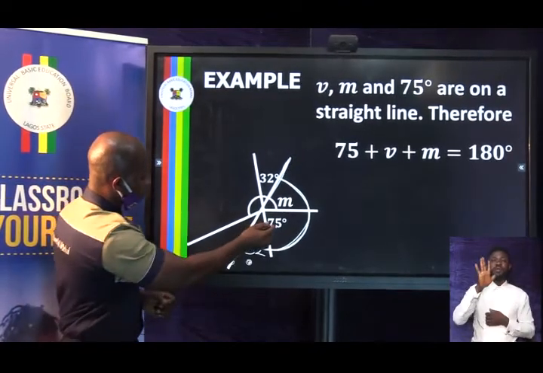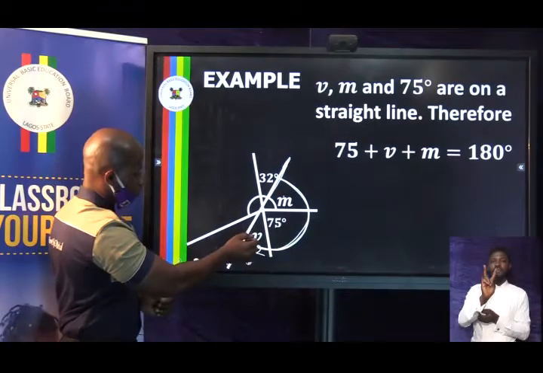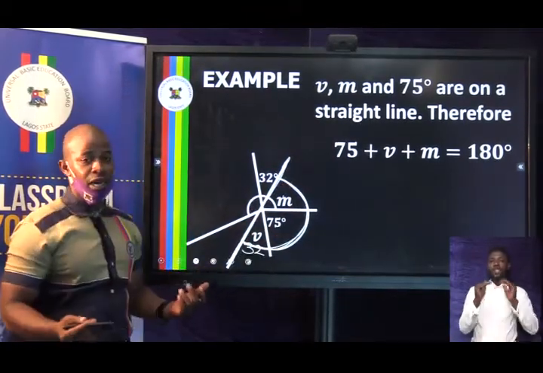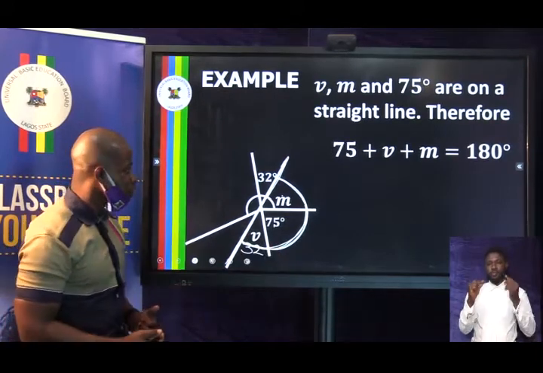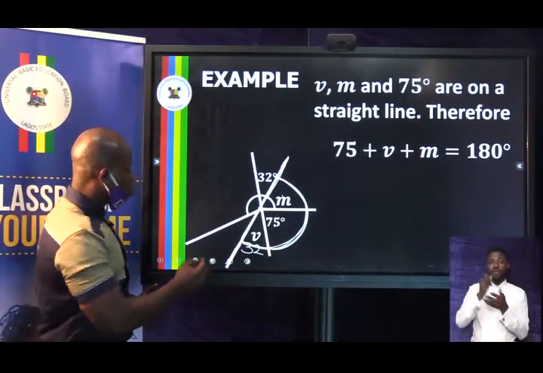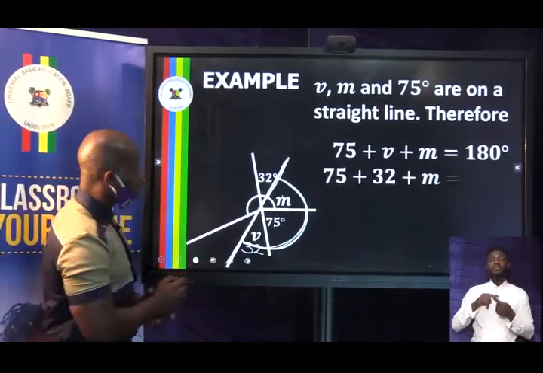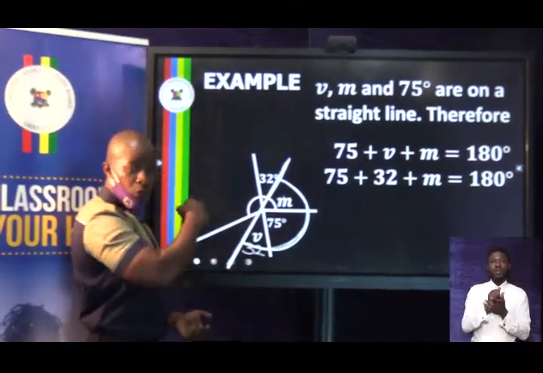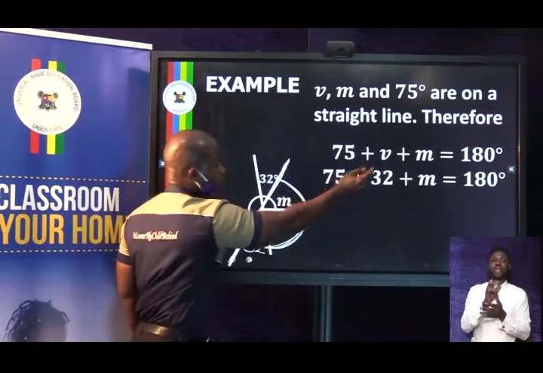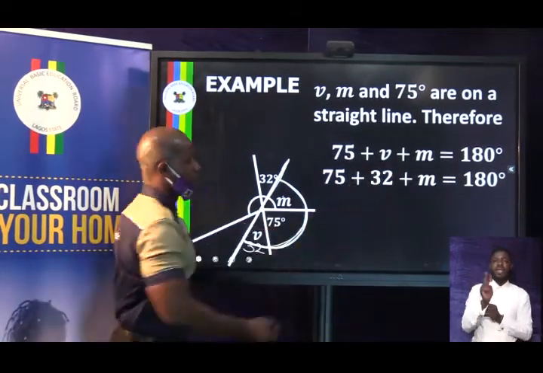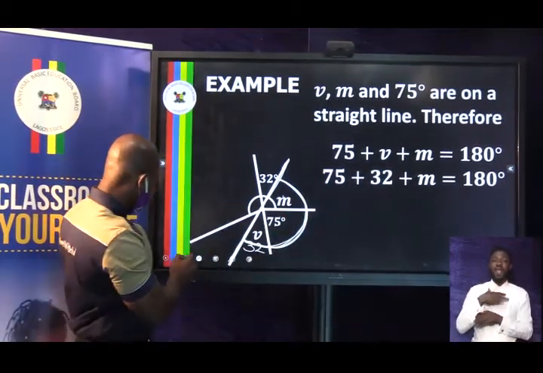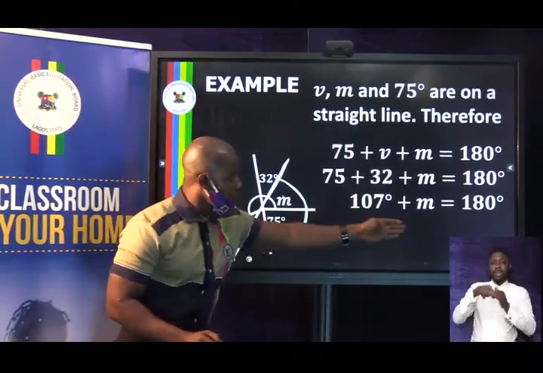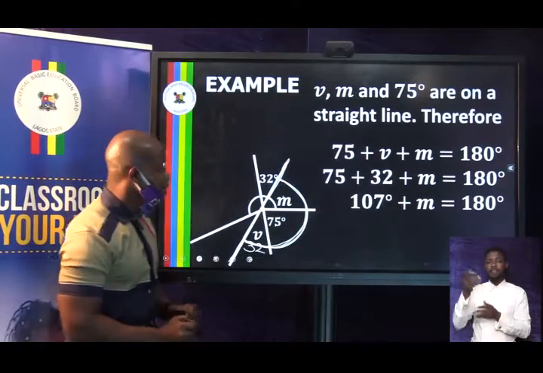So we have 75 plus m plus v. All of them are on this side of the straight line, and that means that they are equal to 180 degrees. Now, we know that v is 32, so we have to change that. So instead of writing v again, we already know that v is 32. We got that one in the previous slide. So instead of writing v, write 32, bring down m, then add 75 and 32 together, you will get 107. Bring down the m, and on the other side, bring down 180 degrees.